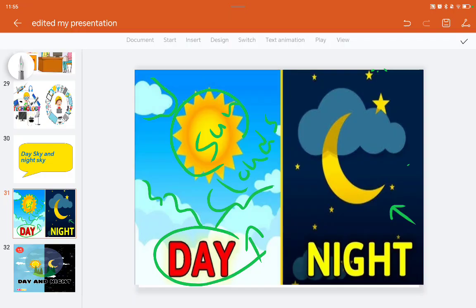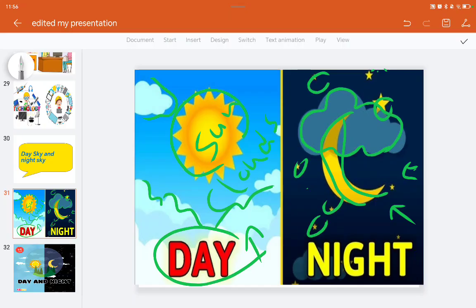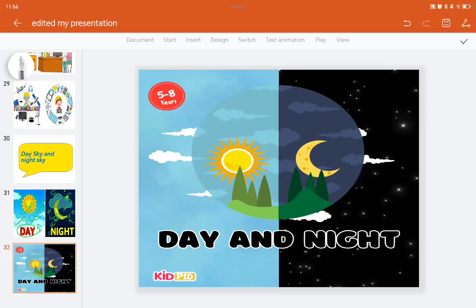Okay. In night sky we can see what here? We can see the moon. Okay. What else? The stars. What else? The clouds. So in the night sky we can see the moon, the stars and the clouds. So what are present in day sky? Sun and clouds. What are present in night sky? Moon, stars and clouds.